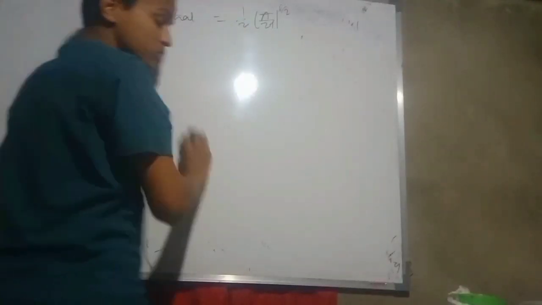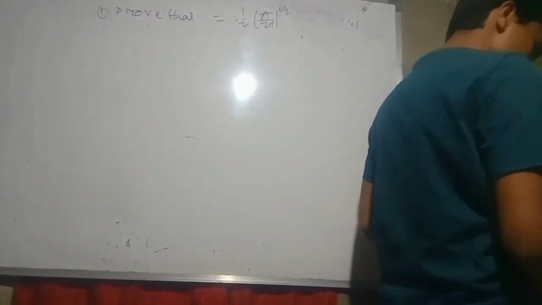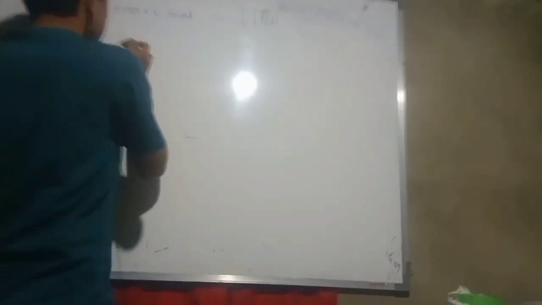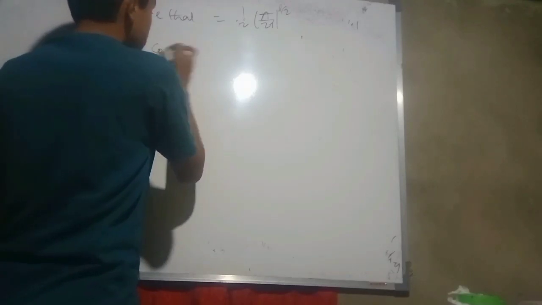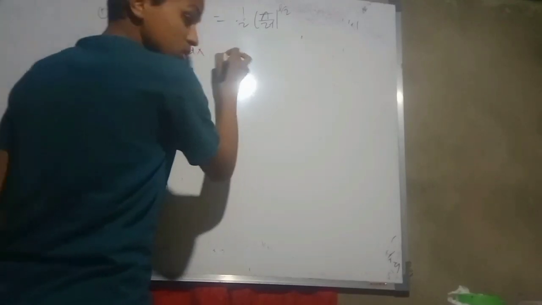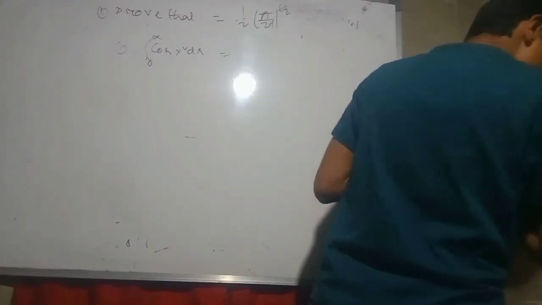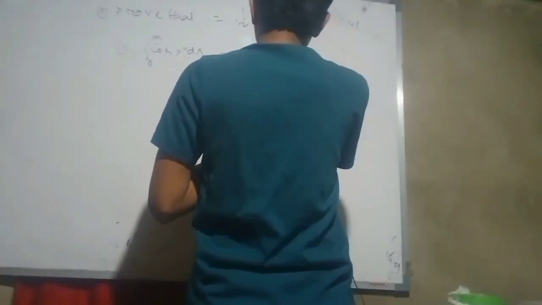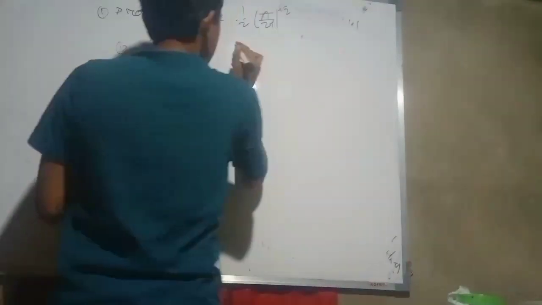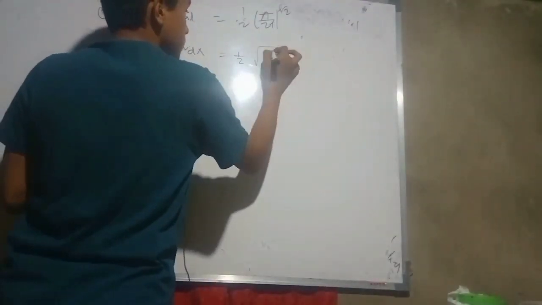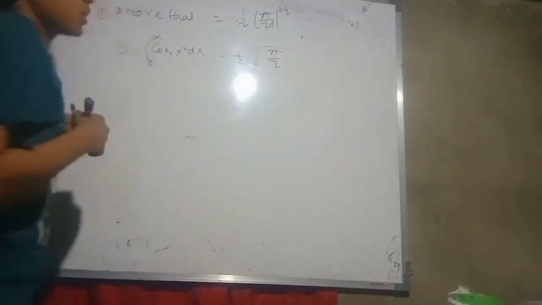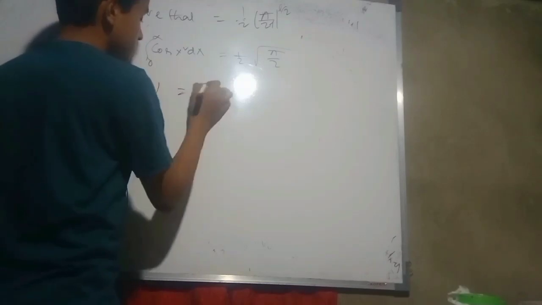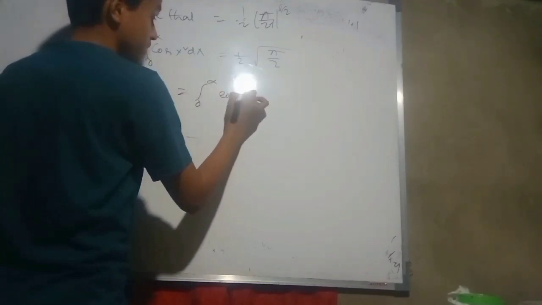So I have erased it. The next question is: find the Laplace transform and prove that the integral of cos x square dx from 0 to infinity equals half under root pi by 2, that is 1 upon pi by 2. Okay, so that is our concept.